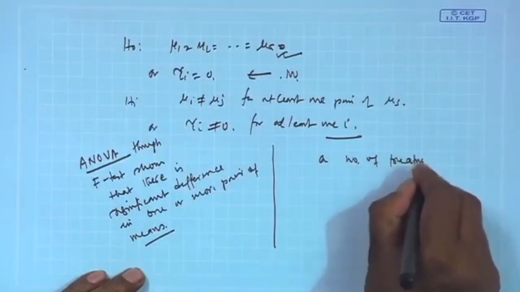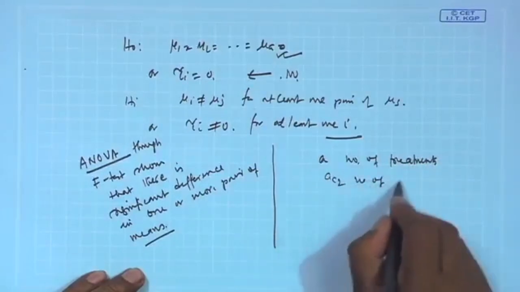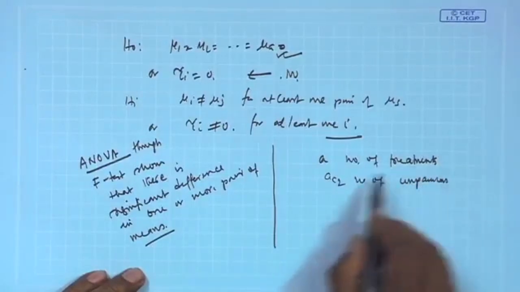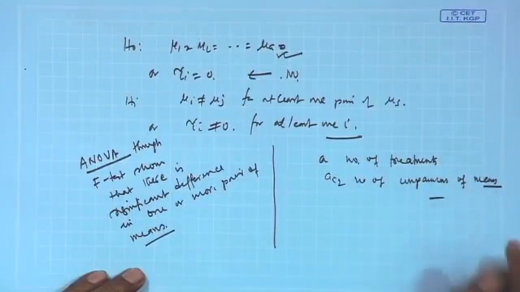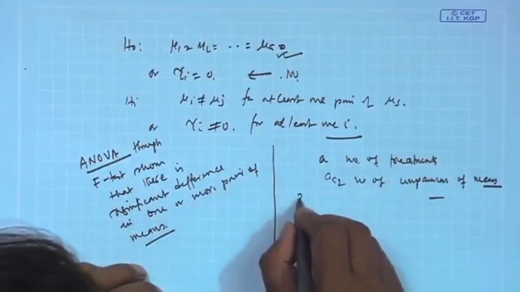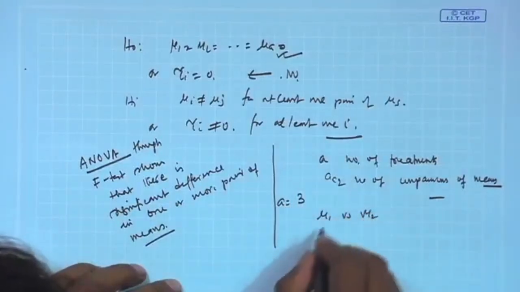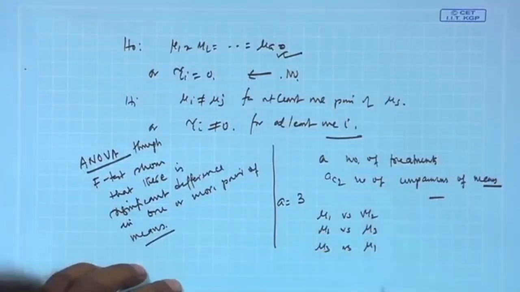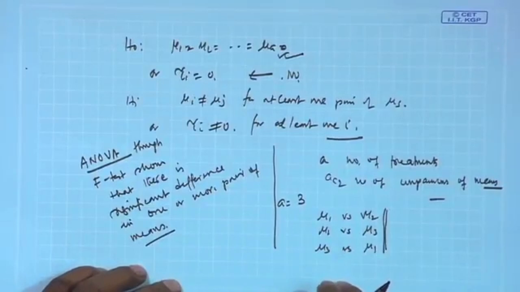Now, if there are a number of treatments, what will happen? You can have a choose 2 number of comparisons of means. Suppose a equals 3, then the comparisons will be mu1 versus mu2, mu2 versus mu3, and mu3 versus mu1. So there are 3 pairs of comparisons of means.